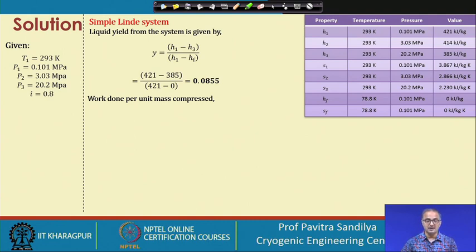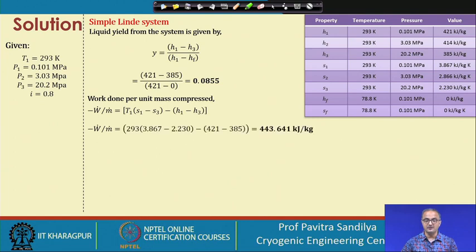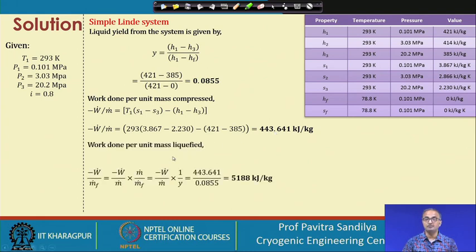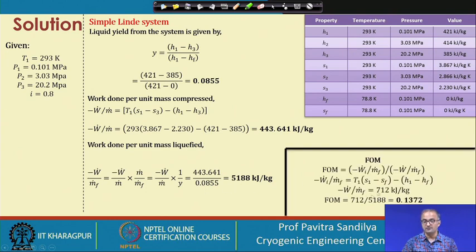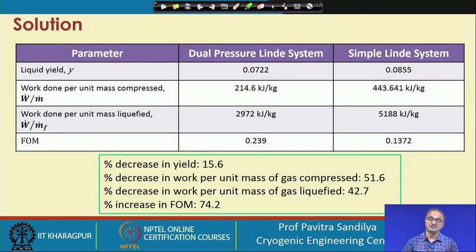So, first let us find out the work done per unit mass of the gas compressed, and here it is, we find that it is this value. Then similarly, we find out the work done per unit mass of the gas liquefied, and we find this is the value, and here also we find the value of the FOM like this. Now, after getting all these values for the Linde dual pressure system and the simple Linde system, what we do, we put all these parameters in a table to compare them.